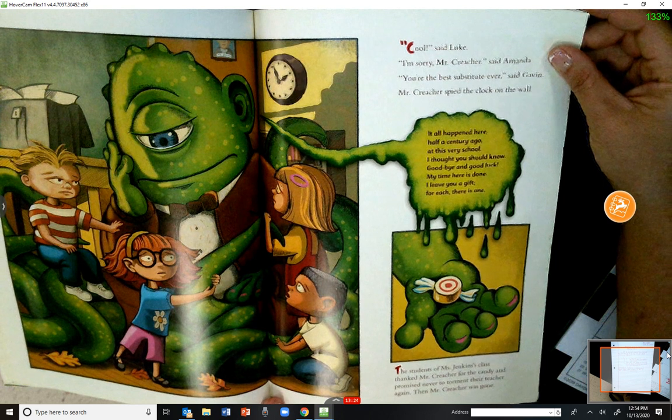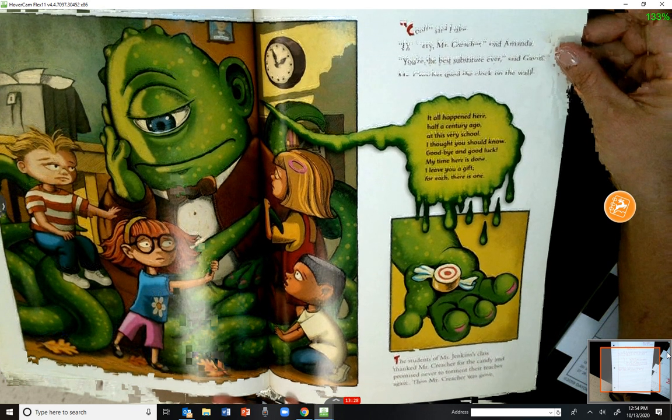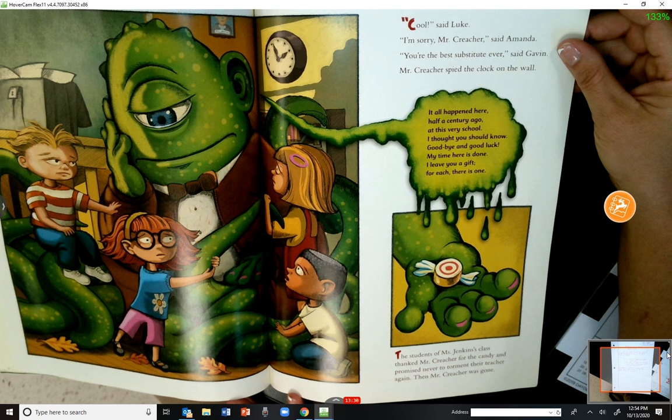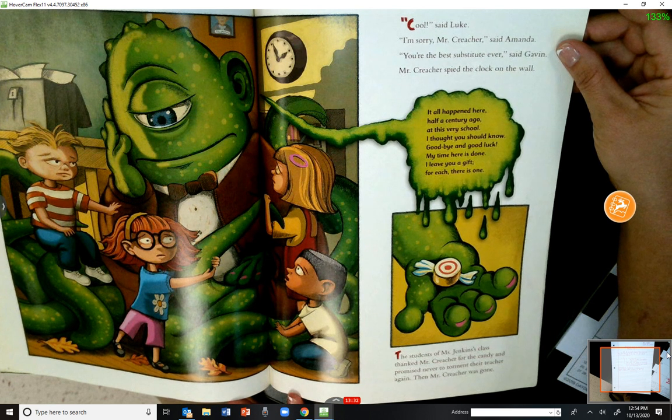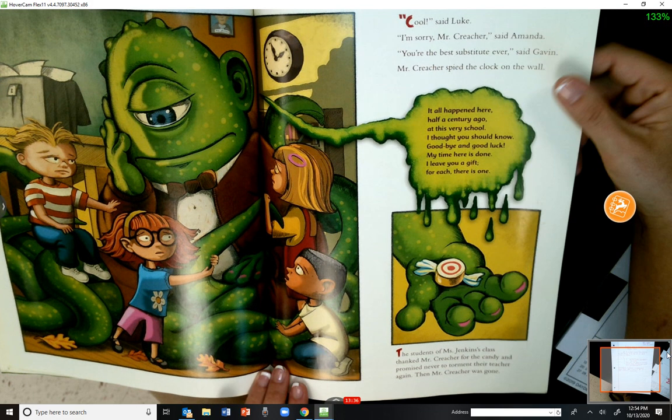I'll leave you a gift. For each there is one. The students of Miss Jenkins' class thanked Mr. Creature for the candy and promised never to torment their teacher again. Then Mr. Creature was gone.